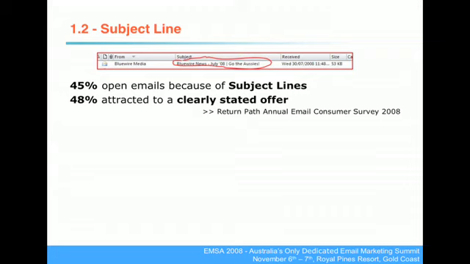Okay, the subject line. 45% of people open emails because of subject lines, and 48% of people are attracted to a clearly stated offer. So again, the goal is to get the email opened.